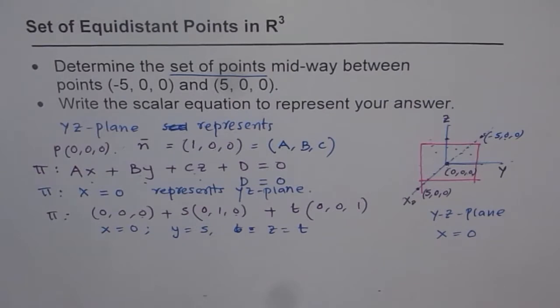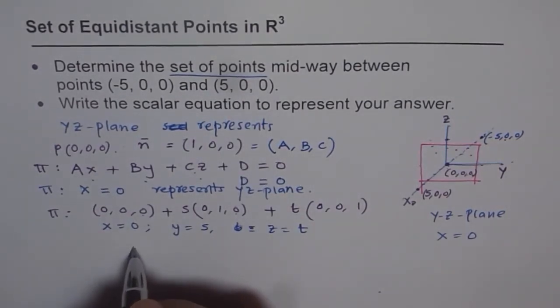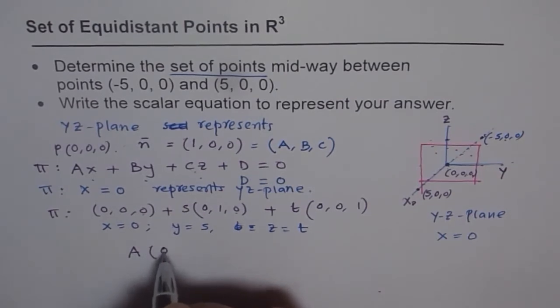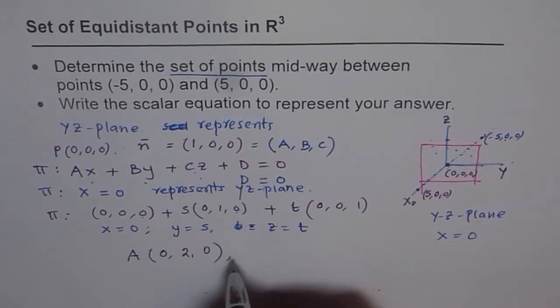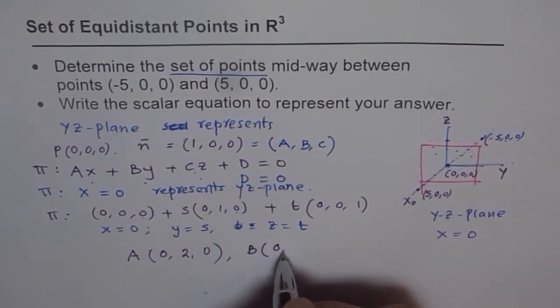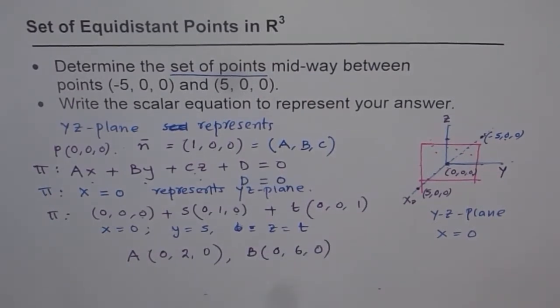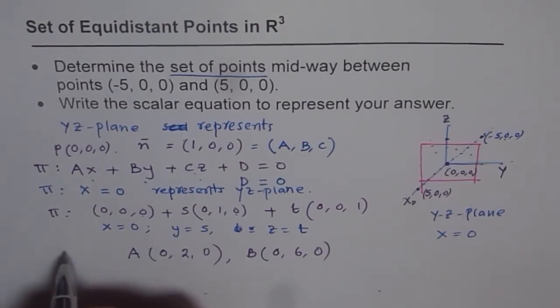I would like you to do a similar exercise, where we change the points a bit. Let the points be A as 0, 2, 0, instead of 5, let me put 0 itself, and point B as 0, 6, 0, right? So find the set of points which are equidistant and justify your equation just as we did. Once you justify your equation, sketch the plane which represents all the set of points equidistant from A and B. So let this be a test problem for you.